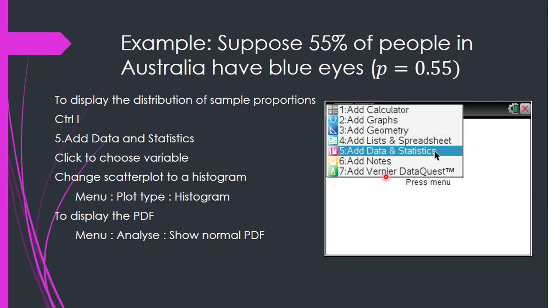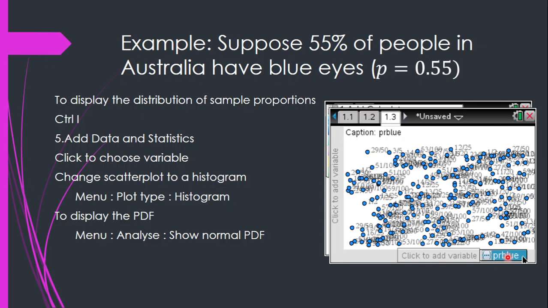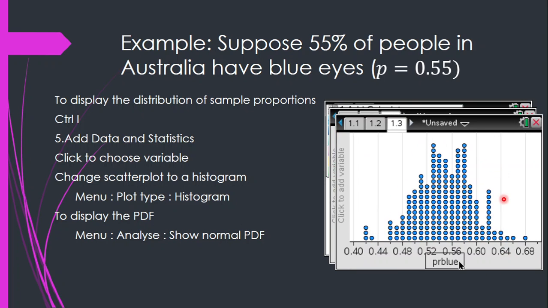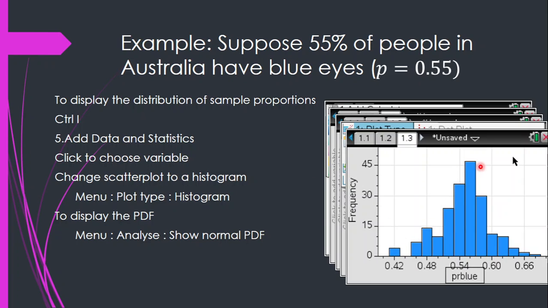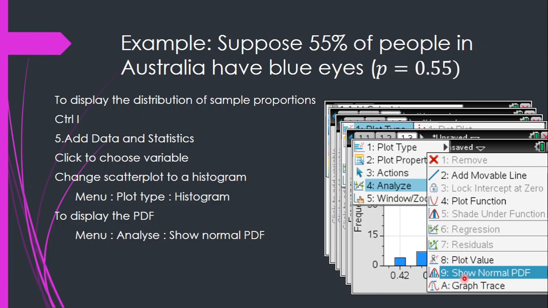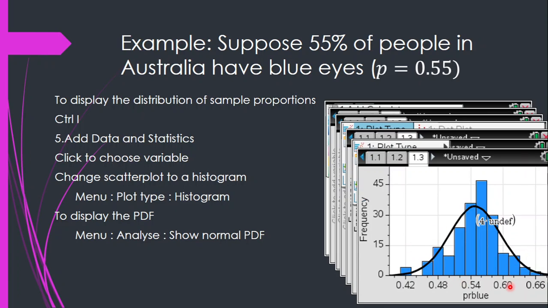So here, let's say you start from scratch. You go to the home page, you add a data and statistics graph page, you pick your variable. At the moment it's a dot plot, so you're going to change it to menu, plot type, histogram, like that. And you can see now it's starting to look like a bell-shaped curve, which is approximating a normal distribution. Let's overlay a normal PDF: analyze, show normal PDF, and here it is displayed over the histogram.